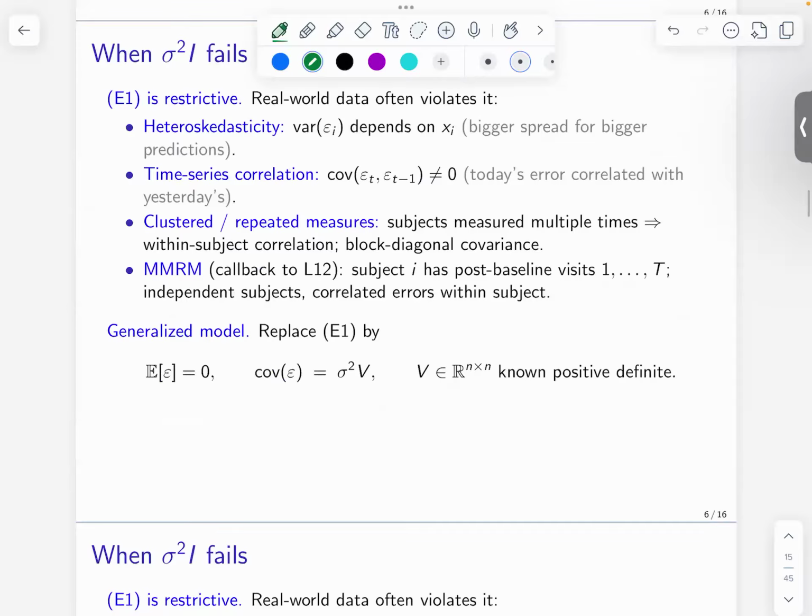So you can model these in this more generalized framework. We still assume that the errors are zero mean, but the covariance of them is sigma squared V, let's say for some known V for now. Okay, so V is known, but it's a general matrix.